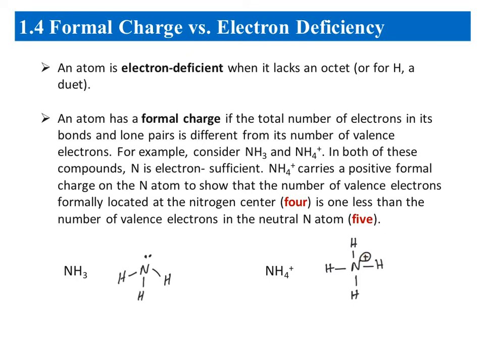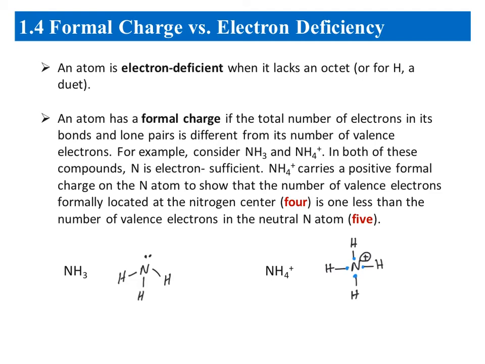That means the number of electrons formally located at the center of nitrogen here is 1 less than the number of valence electrons in the neutral nitrogen atom. Nitrogen is in group 5, so it has 5 valence electrons. Now we have 4 electrons at the center of nitrogen here, so it gets the positive charge.